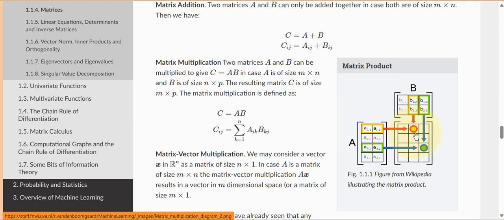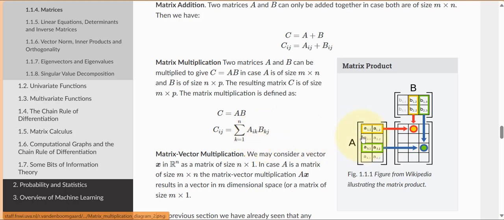And then to know what this particular element of C is, the diagram shows us that you take this yellow times this yellow to get this. And that's the dot product of this and this, although we haven't talked about the dot product yet. And then to get this one, you take the dot product of this and this to get that. And that's exactly what this is.